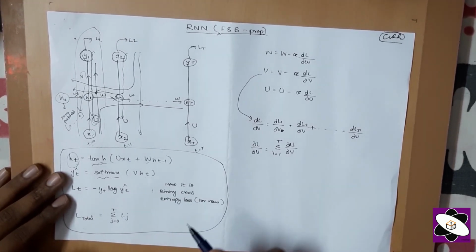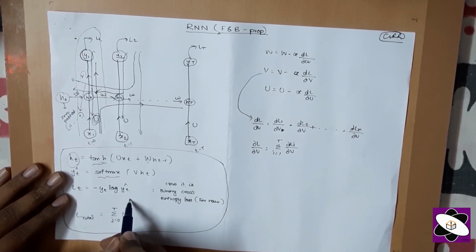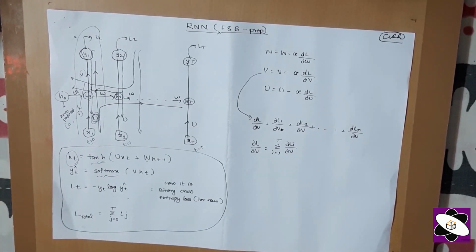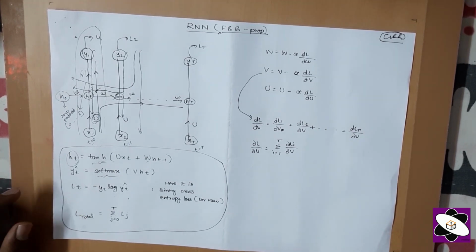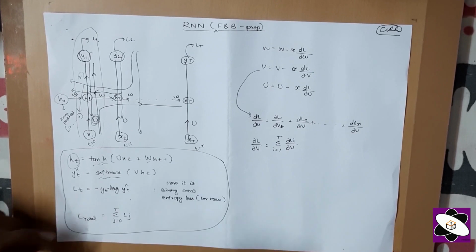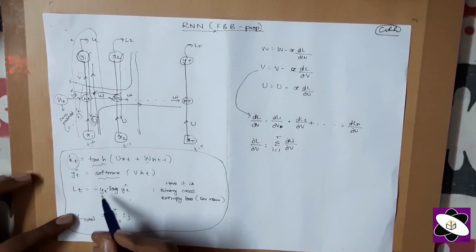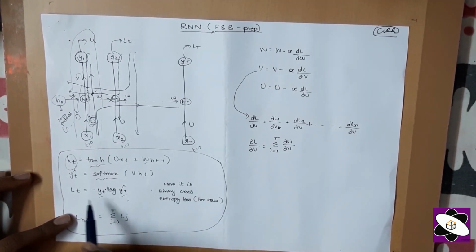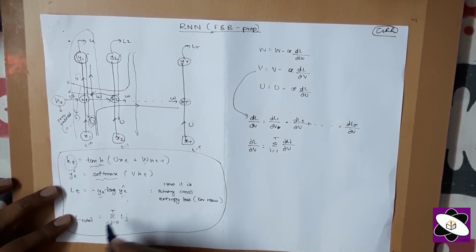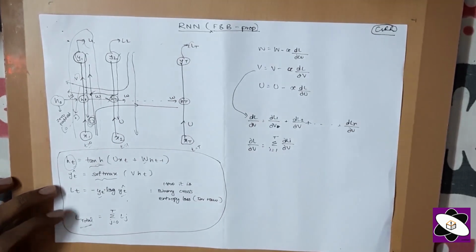So for now, binary cross entropy loss, just as a simple example. Here we can see minus yt into log of yt hat. As you can see, this is the actual class and this is the predicted class. With that we will get the loss, and we can also get the total loss as the sum of all those losses, L1, L2 till LT.